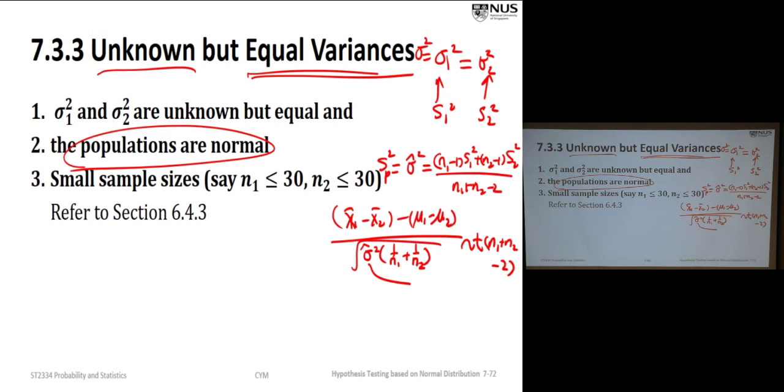Now, what happens if the underlying distribution is not normal? We don't know whether it's normal or not. We don't know the variance, sigma 1, sigma 2. But we know that they're equal. One more thing: we have big samples. N1 and N2 are big. So we don't have normal distribution. We don't know the variance, but they are equal, and we have big sample size. So will this still be true?